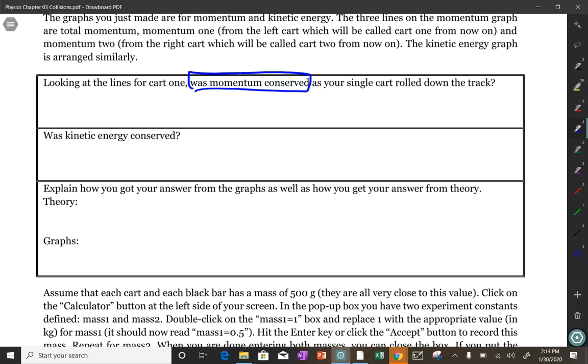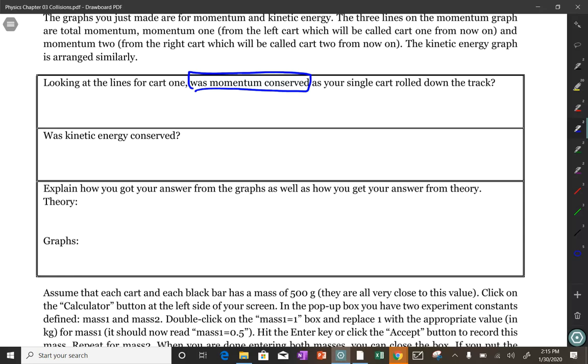Conserved means it didn't change. So you're going to check and see if the momentum that you started with was the same as the momentum you ended with. If it starts and ends at the same level, then it was conserved. If it's higher on one side and lower on the other, then it wasn't conserved. Okay, that makes sense. Then it asks you the same thing, was kinetic energy conserved?